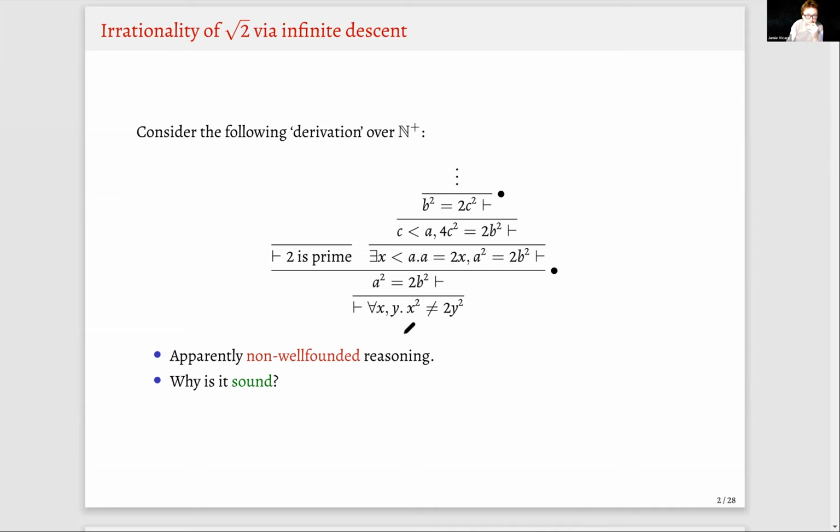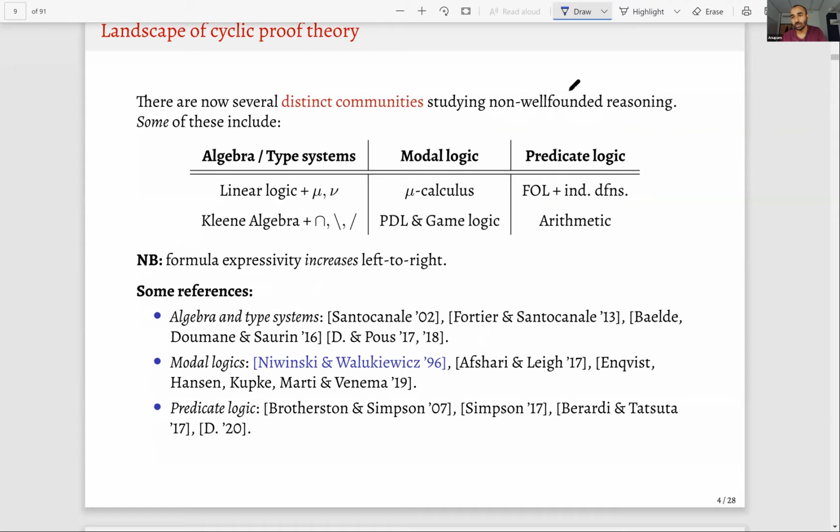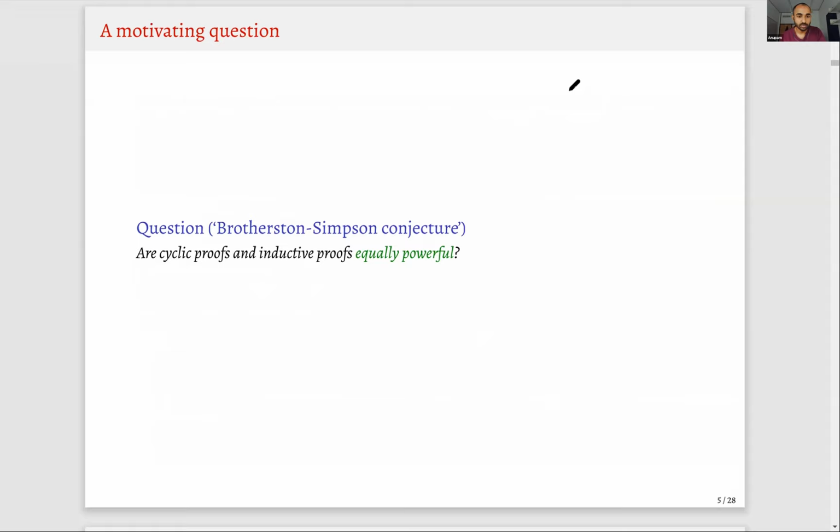Yeah. So I'm intentionally using this word non-well-founded. Usually when we say well-founded in mathematics, we just mean it's a sound argument. Here, I really am referring to the tree being non-well-founded. So I think this is a really deep question.